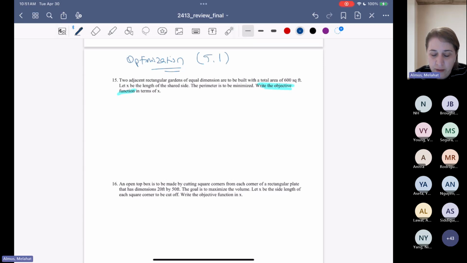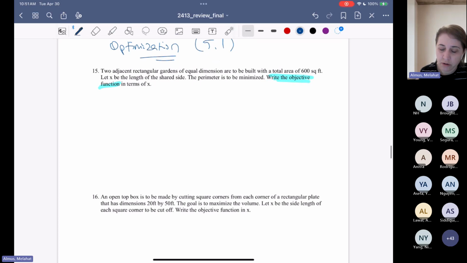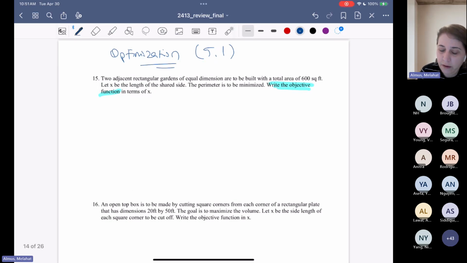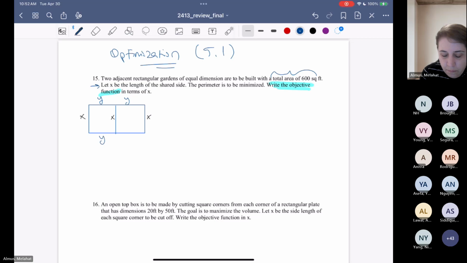Two adjacent rectangular gardens of equal dimension are to be built with a total area of 600, and let x be the length of the shared side. So first draw a diagram. We have two rectangles of equal dimensions, and x is the shared side. Let's give the others names like this, so that each garden is x by y.